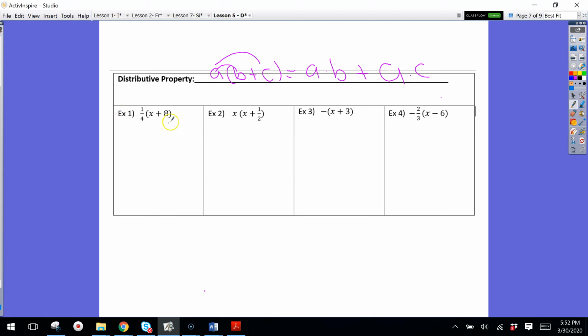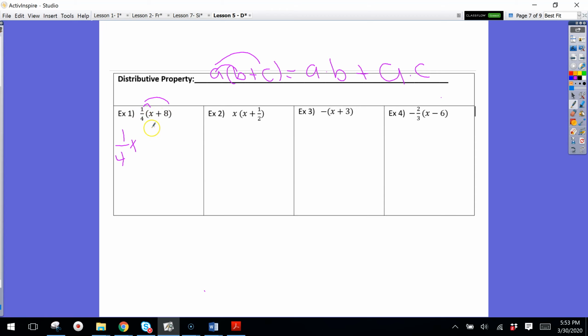So let's review this concept. Here I'm starting off with a fraction. I'm multiplying 1/4 times x, and all I'm going to have is 1/4 x. Then 1/4 times 8. Here we have to remember our multiplication with fractions, right? I can first simplify 8 over 4, which simplifies to 2 over 1. So 8 over 4 simplifies to 2. And then I can multiply that by 1 and I get positive 2.